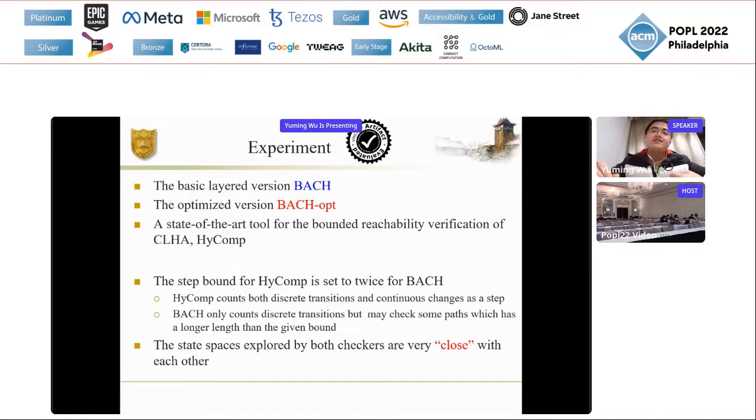Our artifact has successfully passed the artifact evaluation process. In the experiments, we run both the basic layered version, marked as BACH, shown in blue, and the optimized version, marked as BACH-opt, shown in red. We also run HiComp, a state-of-the-art tool for the bounded reachability verification of compositional linear hybrid automata, to solve the same problems for comparison, shown in black.